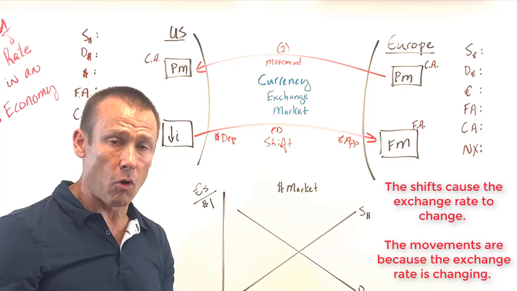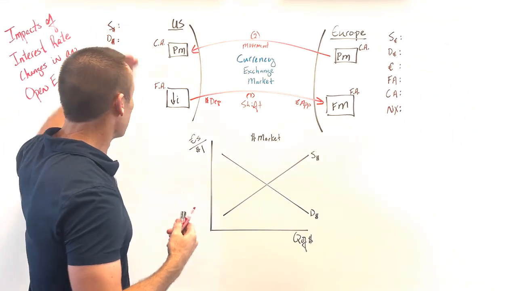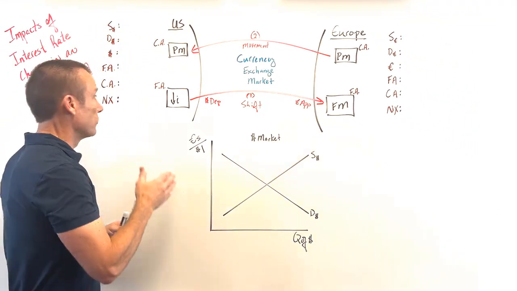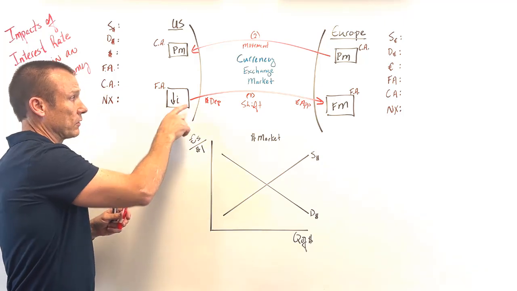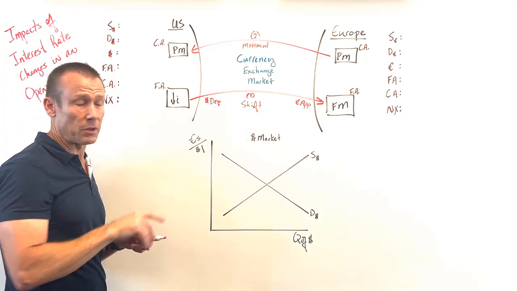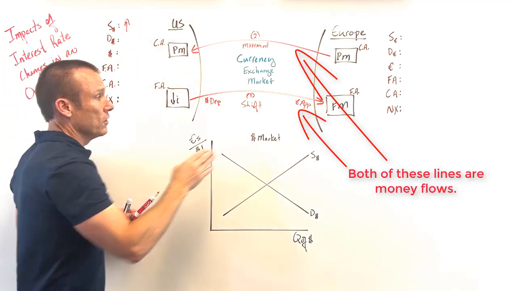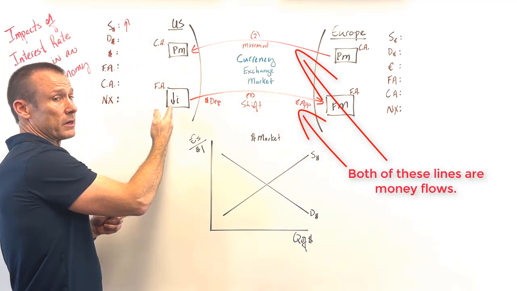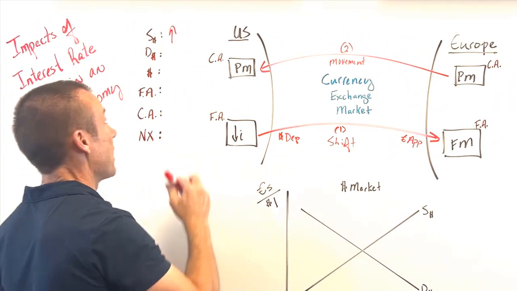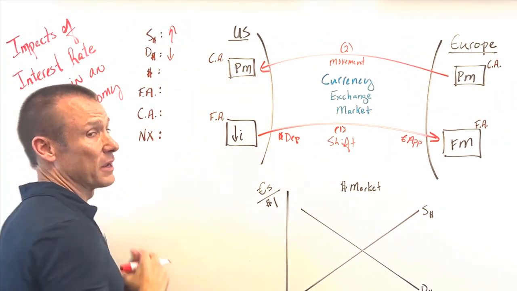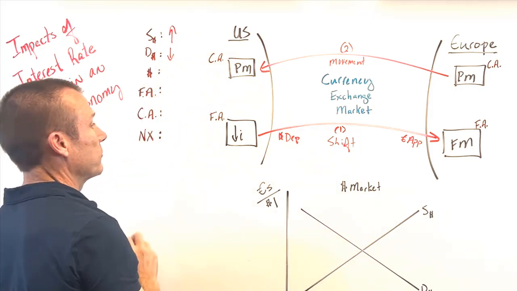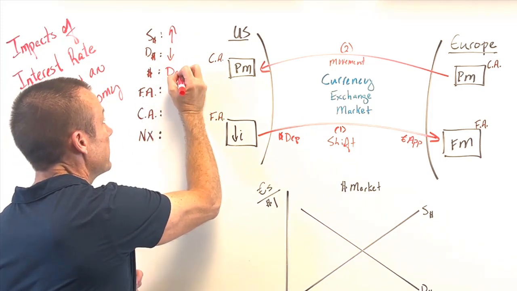But I think I'm already ready to answer these questions, okay? So what's going to happen when the interest rate goes down? We're going to get this increase in the supply of dollars heading out. So we've got an increase in the supply of dollars. Europeans are not going to want to bring their money here, therefore they're not going to want the dollar. So we can get a decrease in the demand for the dollar. Both of these are going to cause the dollar to depreciate.